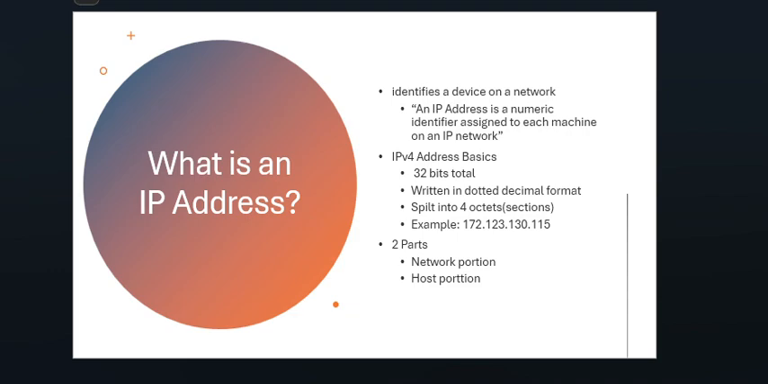What is an IP address? It identifies a device on a network. An IP address is the numeric identifier assigned to each machine on the IP network. IPv4 address basics: 32 bits total, written in decimal dot format, split into 4 octets. Example, 172.123.130.115. It has two parts, a network portion and a host portion.